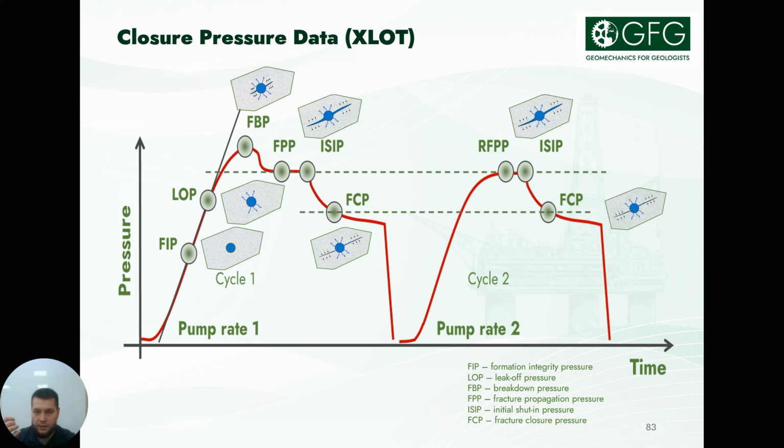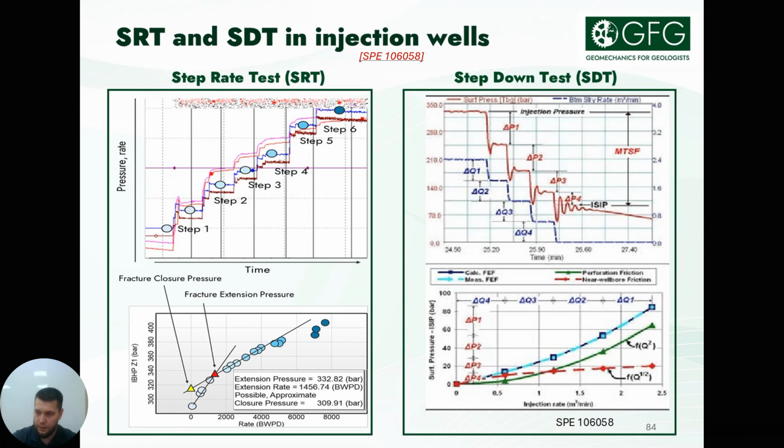The next object of the analysis of initial data is the analysis of XLOT. XLOT, this is the extended leak-off test, and it provides information about closure pressure that equals SHmin. We discussed it in lecture number 05. In addition to XLOT, fracture closure pressure information can be obtained from the step rate test and step down test. What's the difference? The step rate test is performed to identify the formation breakdown pressure and fracture closure pressure.